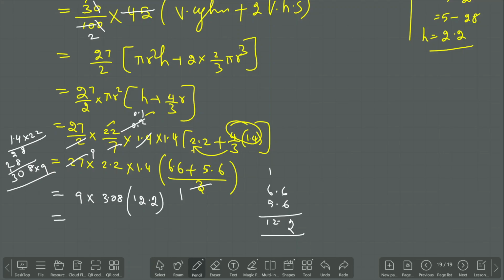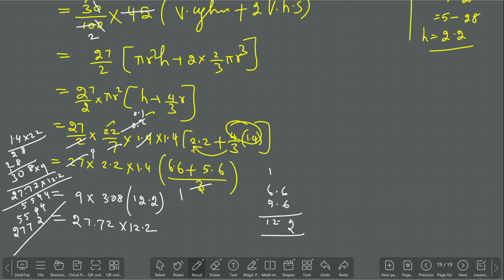9 8s are what, Raja? 72. 9 3s are 27 after 2 digit. So 27.72 multiply 12.2. So multiply by 12.2. 2 2s are 4, 7 2s are 14, remaining 1, 14 plus 1, 15, again 1, 2s are 4 plus 1, 5. 2 in the sense same number, 4, 4, 5, 5. One number in the sense same number, 1, 7, 7 again and 2.